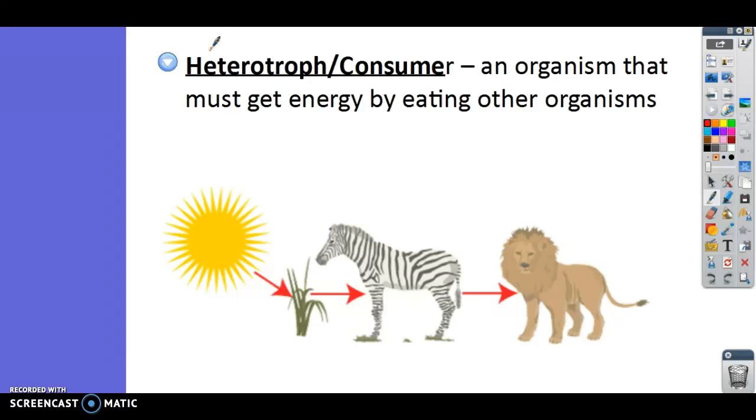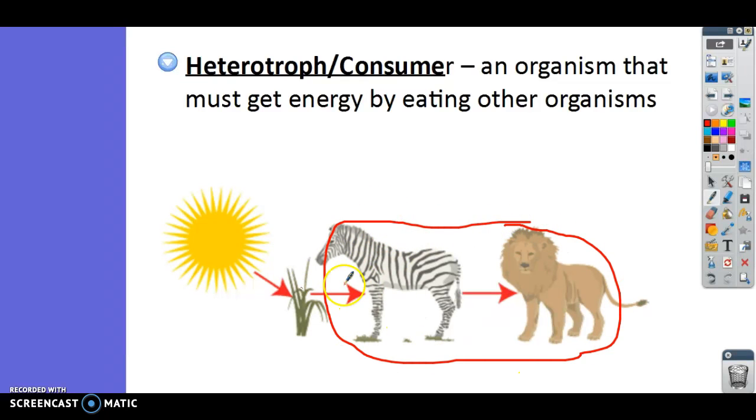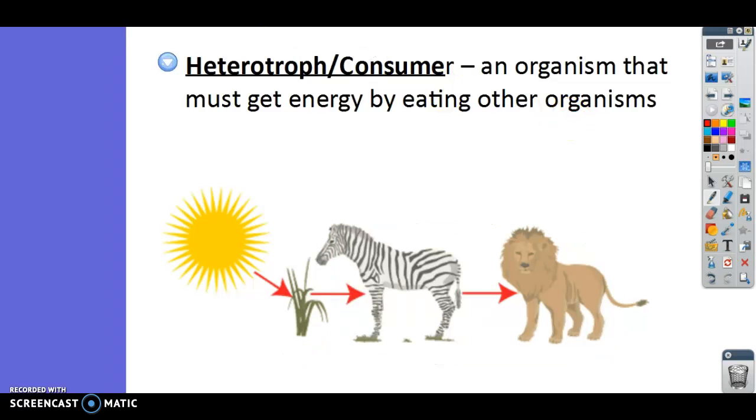So in this diagram right here, we have two consumers, right? The zebra has to eat grass in order to survive. The lion has to eat zebra. They both have to eat other things. The plant doesn't eat anything, right? It's a producer. It just needs the sun in order to survive, all right? So heterotrophs, consumers, need to eat things in order to get energy, all right? Now, we have different types of consumers. So we're going to talk about the different types of consumers next.